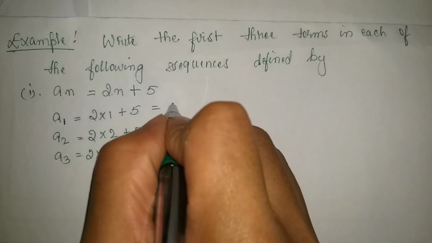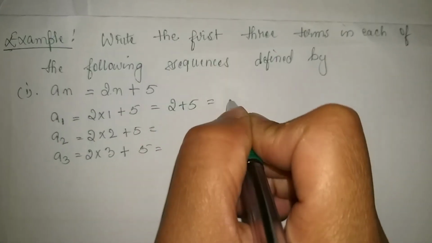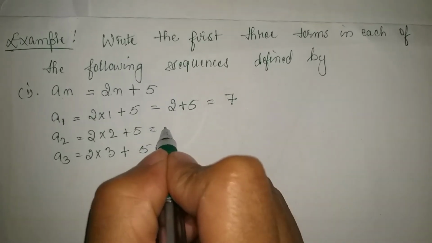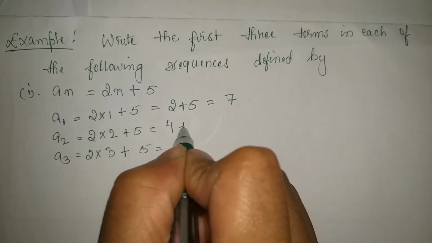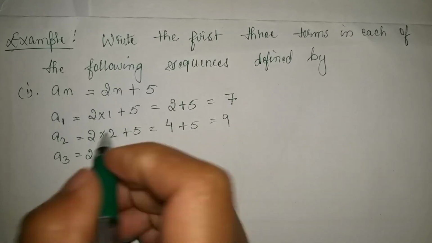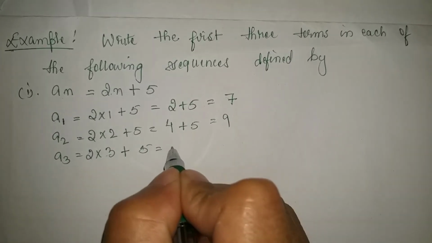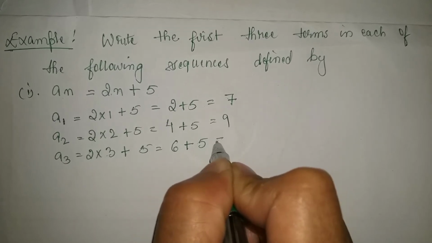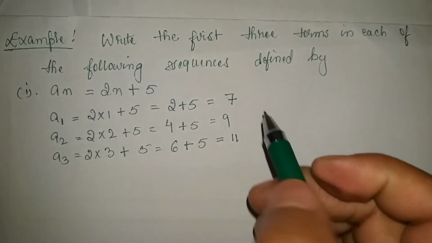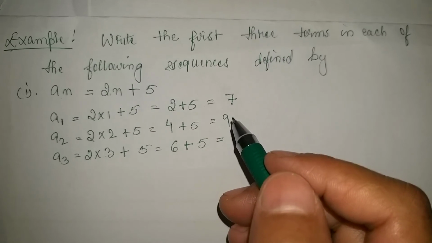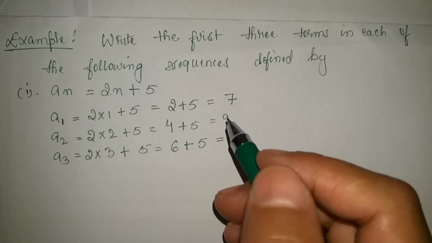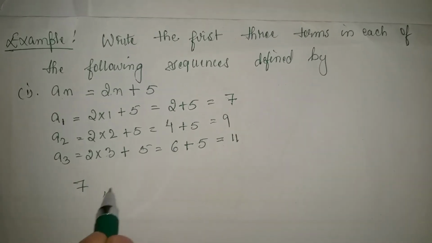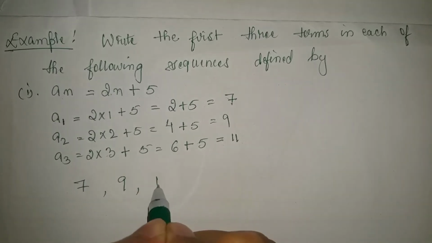2 into 1 is 2 plus 5, which is 7. 2 into 2, 4 plus 5, which is 9. 2 into 3, which is 6, plus 5, which is 11. So my first three terms of the sequence are 7, 9, and 11.